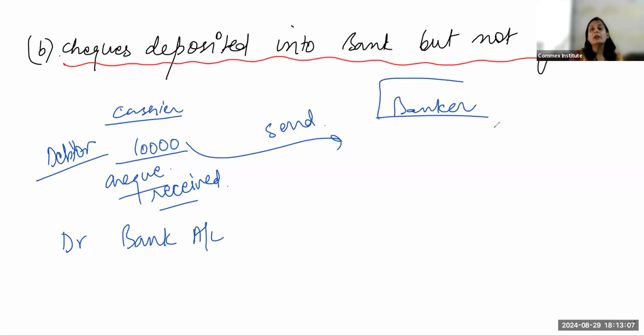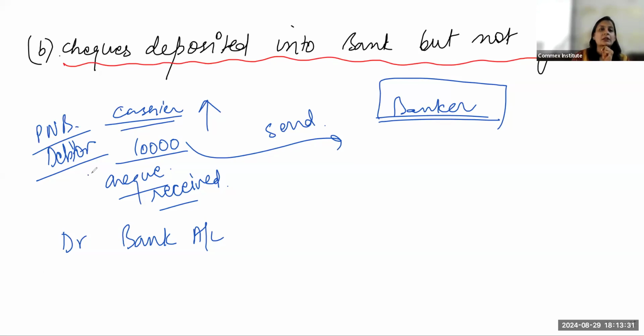Now my banker will not immediately increase my balance. So what the cashier has done, he has increased the balance by 10,000. Now my banker will not increase it immediately. He will first get it cleared. Suppose my debtor had a bank account in PNB. He gave me a PNB check. My banker is HDFC. So I sent the check to my banker. The HDFC people will contact PNB, and then the funds will be transferred, 10,000 to my account. So it will take a day or two.